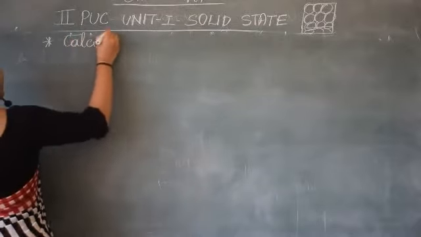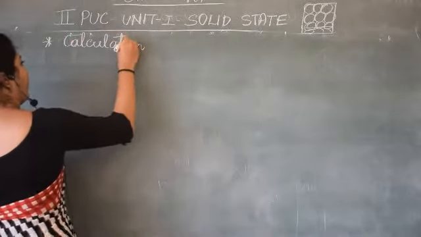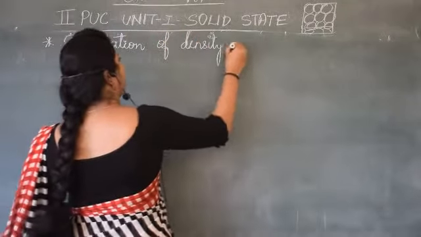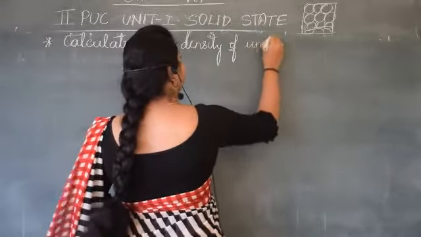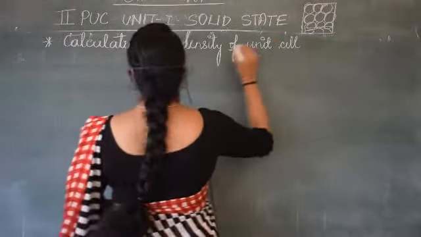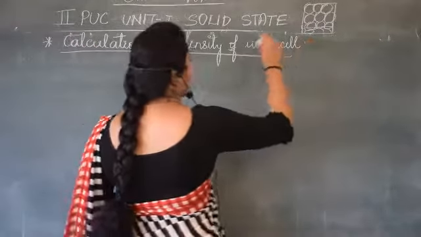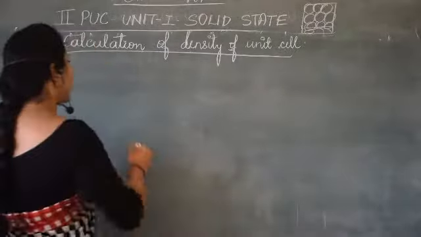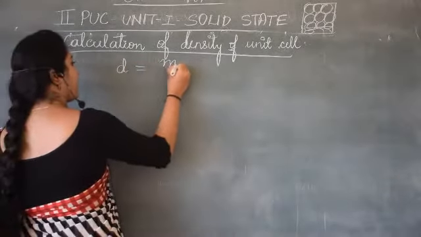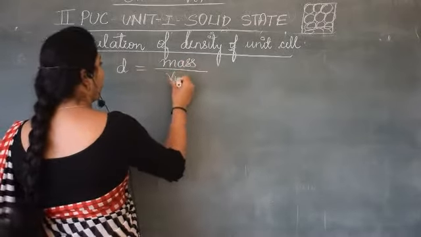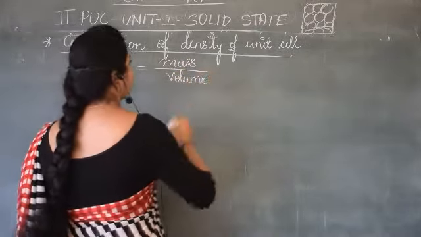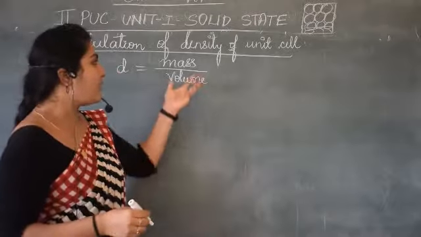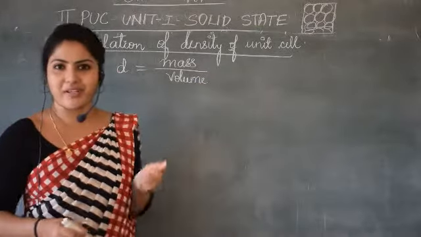Calculation of density of the unit cell. Generally, when we say density, we know density is mass by volume, isn't it? Density is mass by volume. But since we are calculating it in terms of the dimensions related to unit cell, we have to calculate what is mass of unit cell, what is volume of the unit cell.